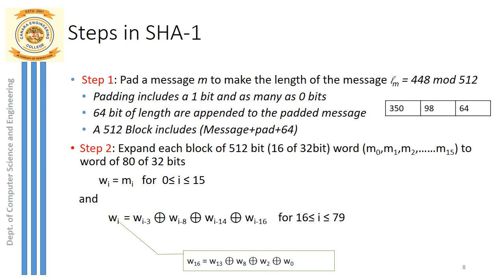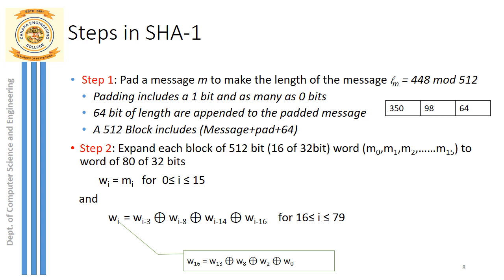The first step is to pad a message M with length LM. The message length is forced to LM equal to 448 mod 512. In other words, the length of the padded message becomes 64 bits less than a multiple of 512 bits. The number of padding bits can be as low as 1 bit and as high as 512 bits. The padding includes a 1 bit and as many 0 bits as required. Therefore, the least significant 64 bits of the message length are appended to convert the padded message to a word with a multiple of 512 bits.